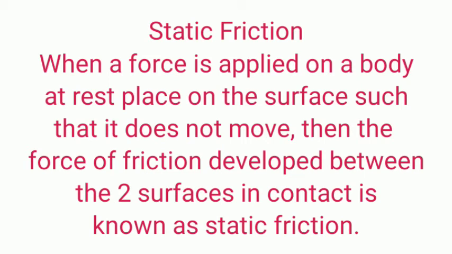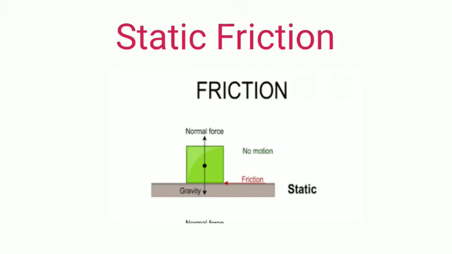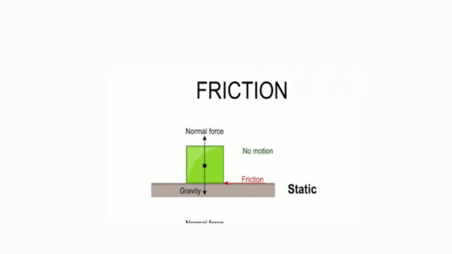Static friction. When a force is applied on a body at rest placed on a surface such that it does not move, then the force of friction developed between the 2 surfaces in contact is known as static friction. Now just see the examples here. Here a man is pushing a car and the car is not moving. So it means static friction is applied between them. Same as this block that is kept on a table and is not moving, and we are applying force on it but it is not moving, so at that time static friction is applied between them.